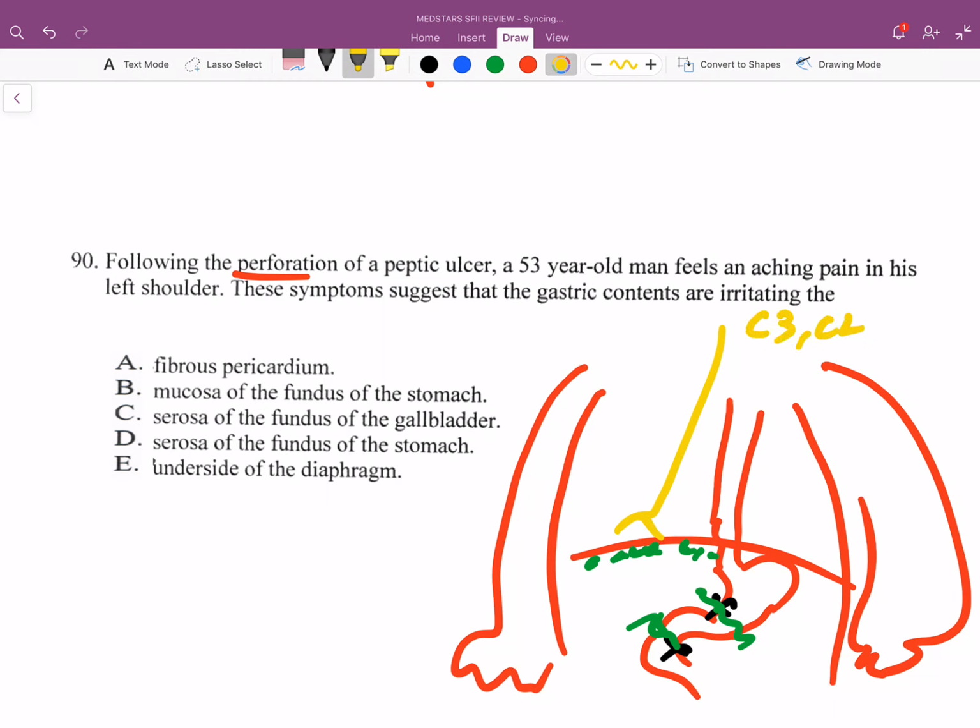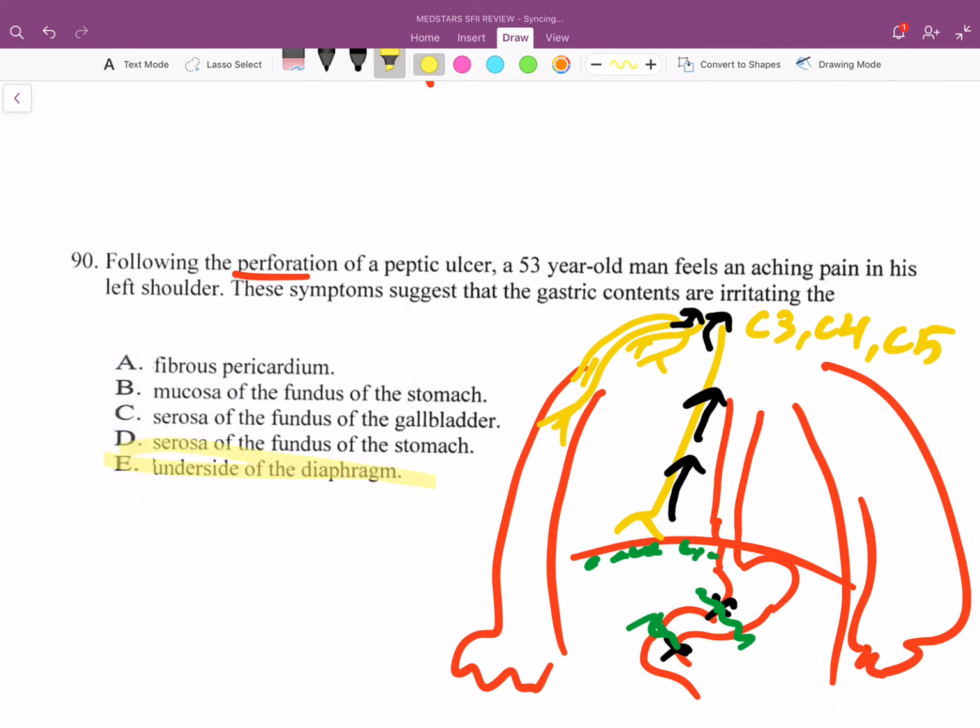What is the phrenic nerve made of? C3, C4, and C5, right? 3, 4, 5 keeps you alive. And what does 3, 4, 5 also innervate? It also innervates your shoulder and also your arm too, right? So pain being projected from the afferents and the phrenic nerve, as they go into your dorsal horns, they can also stimulate these nerves that innervate your shoulder and make it seem as though you also have pain in your shoulder. So the answer here is E, underside of the diaphragm.